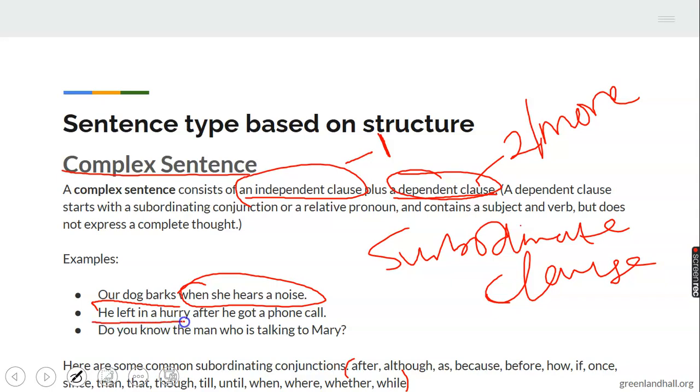He left in a hurry is the main clause. This is the subordinate clause. You get that? And they become complex because they have been joined together. Then, do you know the man is the main clause and who is talking is the subordinate clause? Mind you, I said we can get one that has more than this.